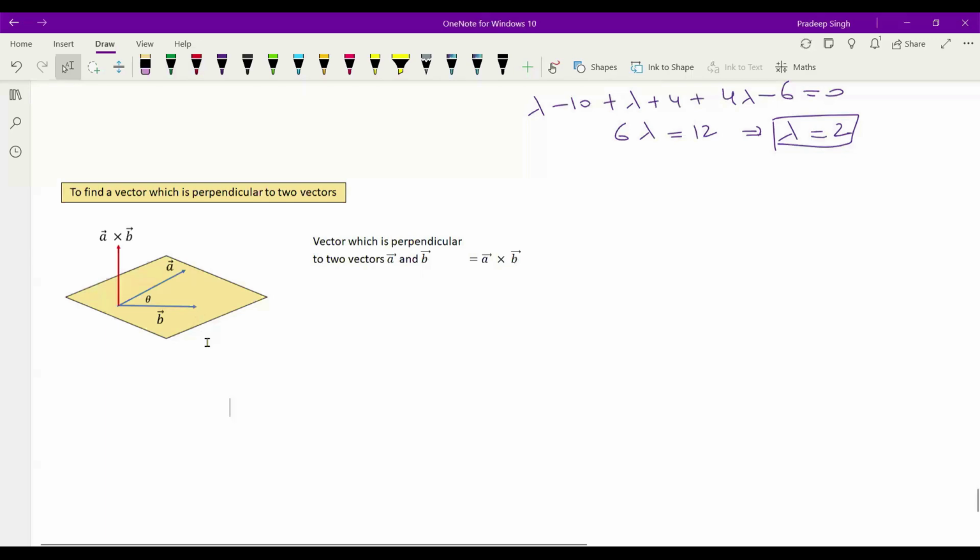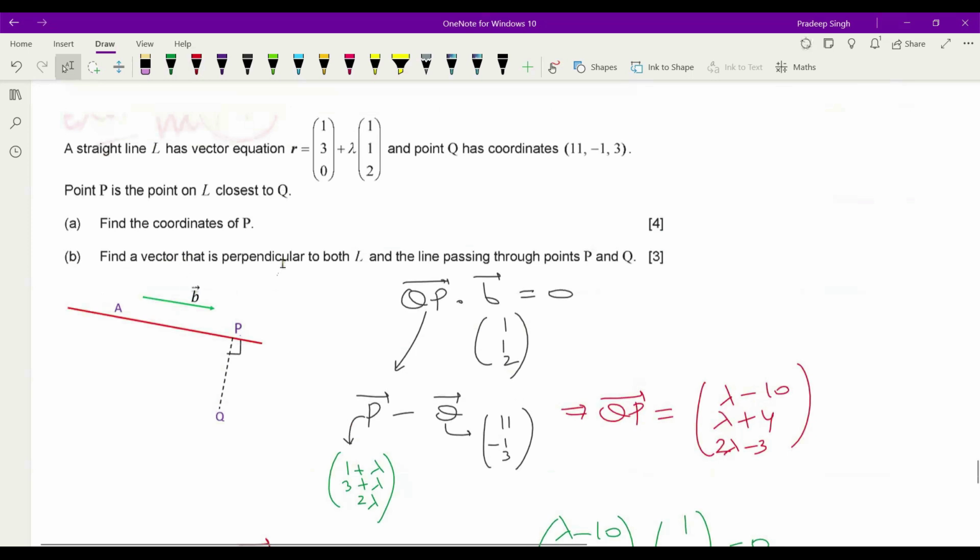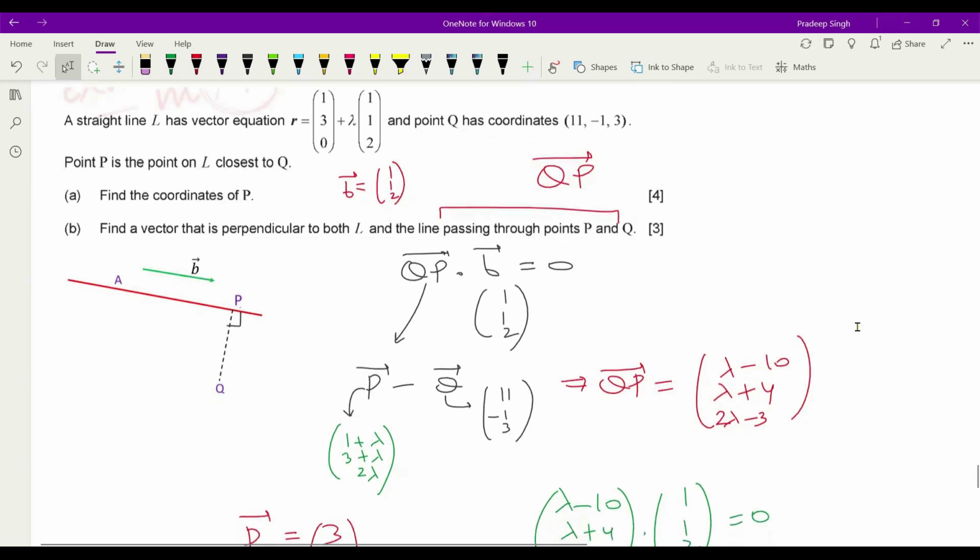So we'll be employing that same logic for part B. In part B, we have to find a vector which is perpendicular to both L, which is the line, and the line passing through P and Q. Now, the line which passes through P and Q is nothing but your QP vector. And the line L is parallel to 1, 1, 2, which was your direction vector. Let's write down B as 1, 1, and 2. So here we have the two vectors. B is 1, 1, 2, and the QP vector is this, lambda minus 10, all of this.